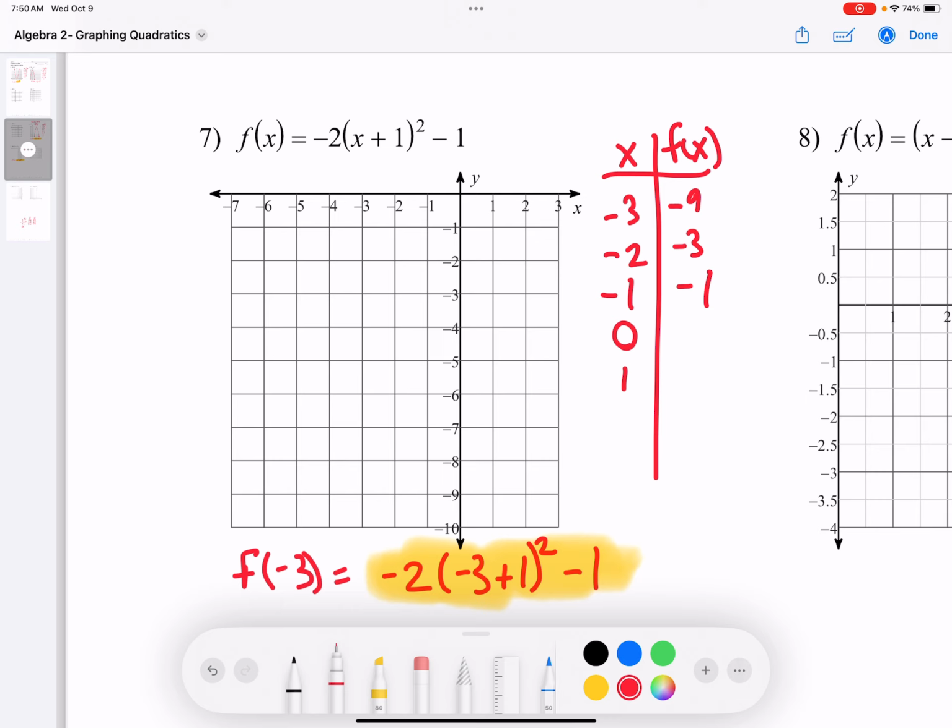Then we're going to go up. We're going to delete the negative and type in 0. And we get -3. Then we're going to go up to 0, replace it with 1, and we get -9. So we're going to plot our points. -3, -9, -2, -3, -1, -1, 0, -3, 1, -9. And that is the graph of that.